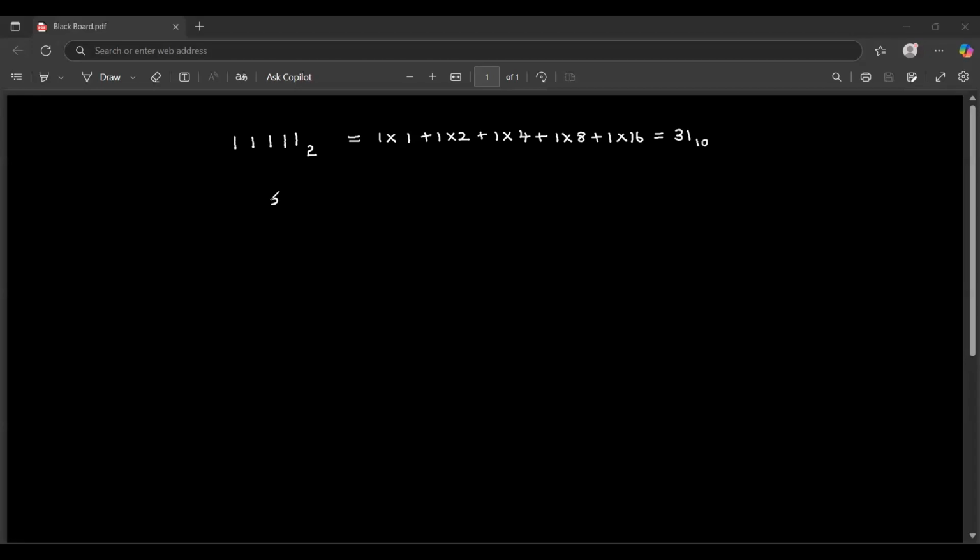So if you're converting 31 to the octal number system, you have to divide it by 8. So it will give you 3 and remainder 7. So from bottom to top you go, it will be equal to 37 to the base 8.